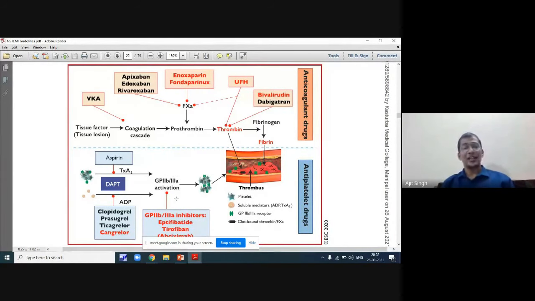Along with that, we can give even GP2B3A inhibitors, injectables, but not for the long term. These are not recommended for the long term. These are for short-term therapy. Eptifibatide we can give, or tirofiban we can give. These are the GP2B3A inhibitors. But only in certain cases do we give GP2B3A inhibitors. We don't give them in all cases. In all cases we usually recommend DAPT.